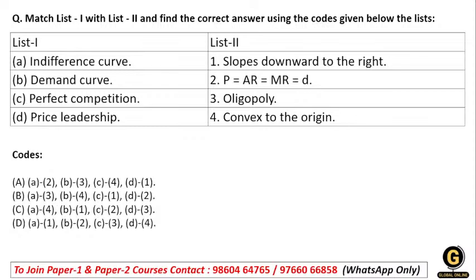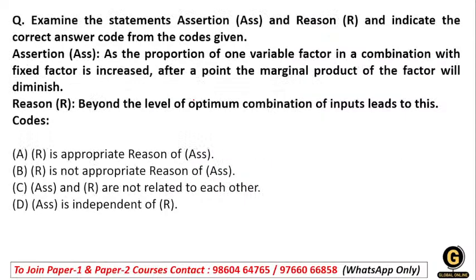Now the next one is match the pair. The first is indifference curve, the second is demand curve, then perfect competition, then price leadership. This is a simple question. Indifference curve is the curve which is convex to the origin, that is the fourth one. Then the demand curve slopes downwards to the right. Perfect competition is when price equals average revenue equals marginal revenue equals demand. Price leadership you can see in oligopoly. This is a simple question, but I have added it for your revision in case you forget it.